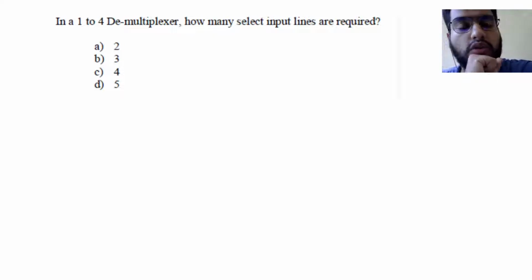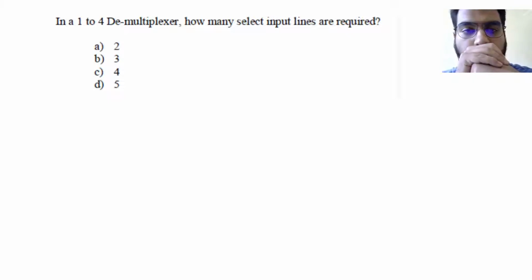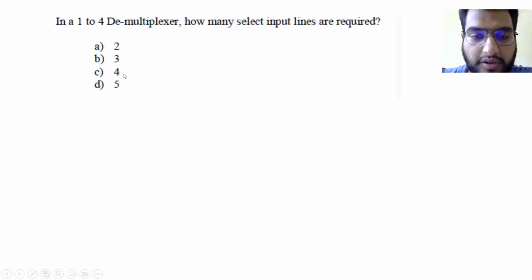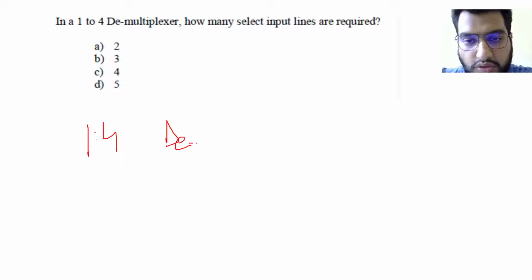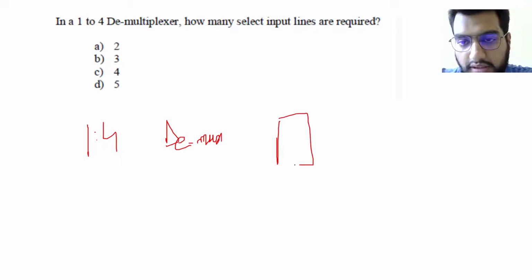So the first question that we have here says: in a 1 to 4 demultiplexer, how many select input lines are required? So the question asks us to find the number of select lines in a 1 cross 4 demultiplexer. So we have a 1:4 demux, and we need to find the number of select lines for this case. We can draw it like this: 1:4, with 4 output lines and an input.